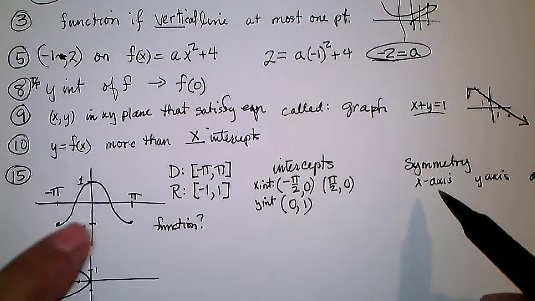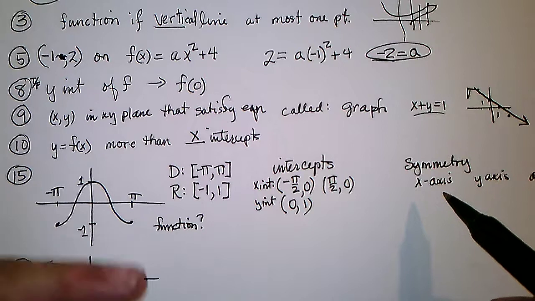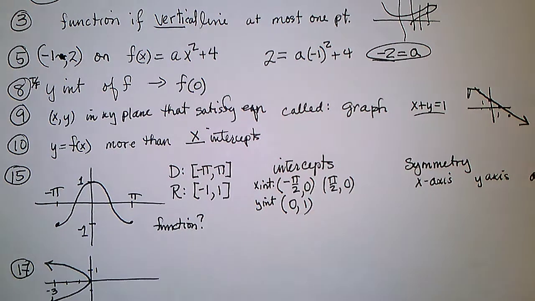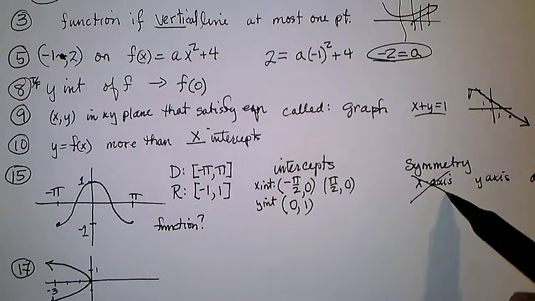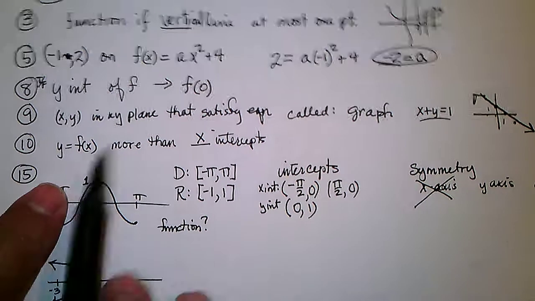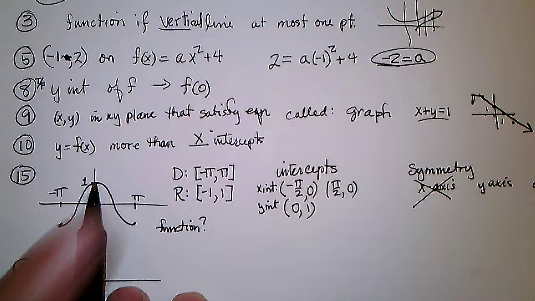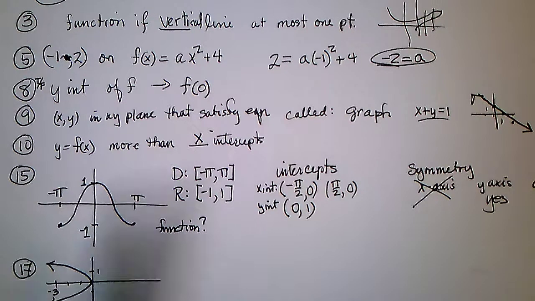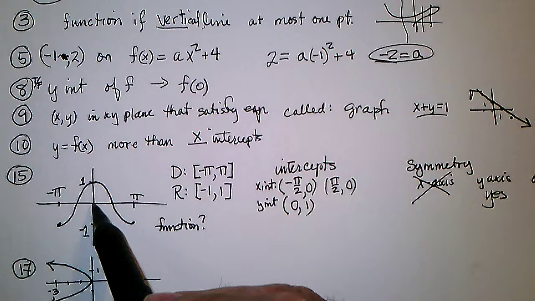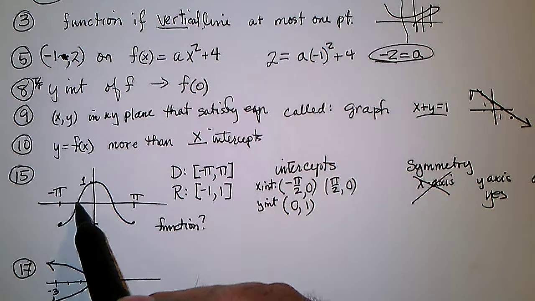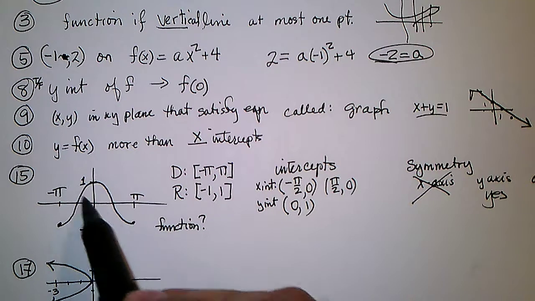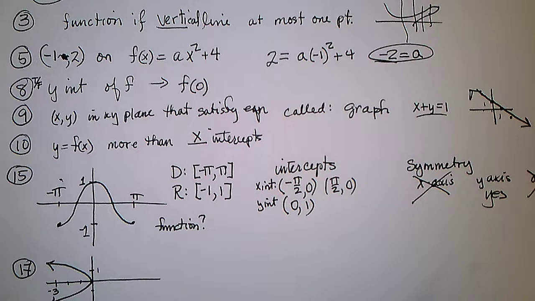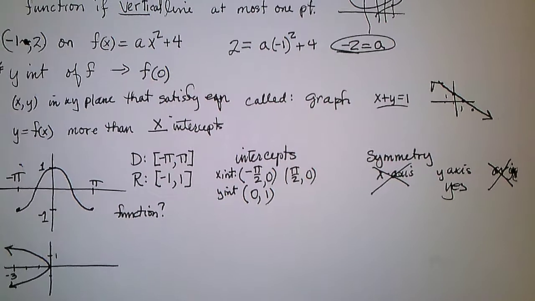And does this have x-axis symmetry? Is there a matching graph below as above? Would it fold together and match? Nope. Does it have y-axis symmetry? Yep, that folds over and matches up, so yes. Does it have origin symmetry? So over here, there's a point across the origin. Over here, there's not a point across from the origin, so no. Okay.